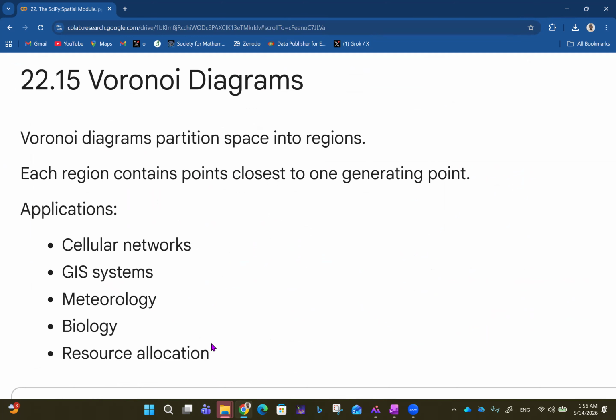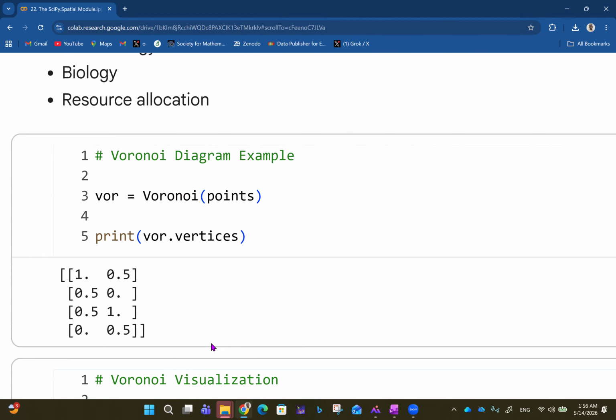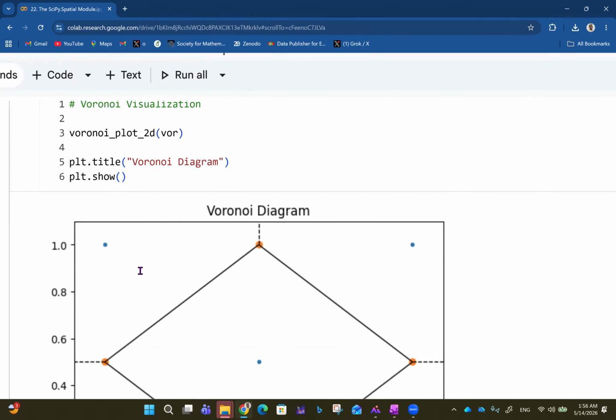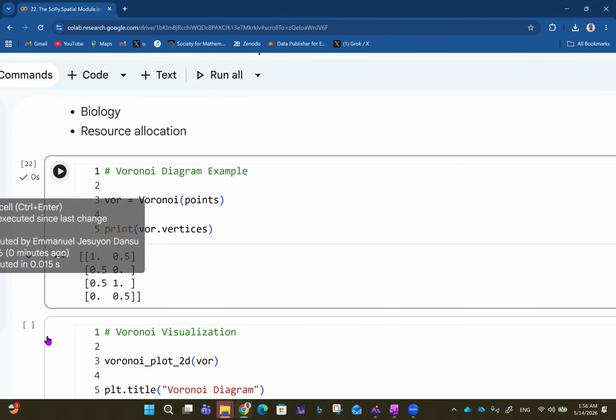You have to divide up spaces into maybe regions, quarters, prefectures, cities, and all of these kinds of things for better resource allocation and management. So, Voronoi diagram example now. VOR is the Voronoi of the same points we used before. Then you print the Voronoi vertices, which are 1, 0.5, 0.50, 0.51, and 0.5, like that. And then the Voronoi visualization now becomes like what we have here now.